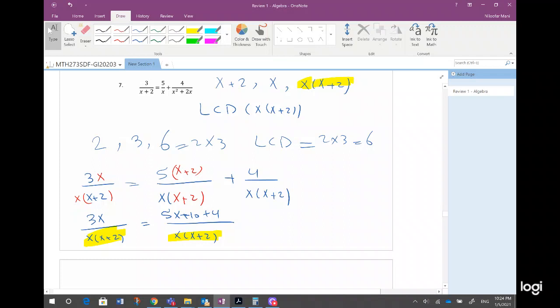I showed how I used the least common denominator with 2, 3, and 6, and then I multiply top and bottom by just one term to make the denominators the same. When the denominators are the same, I can add them: 5x plus 10 plus 4 is the same as 3x. So 5x plus 14 is the same as 3x. So 2x is the same as minus 14, and x is minus 7. You can use minus 7 to check if the left side equals the right side.